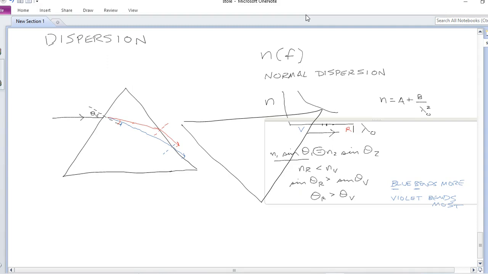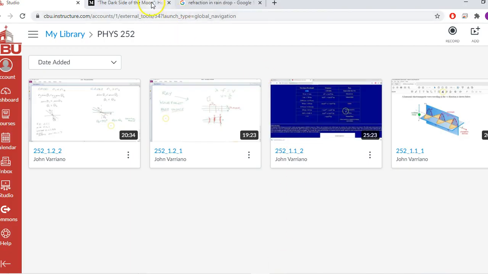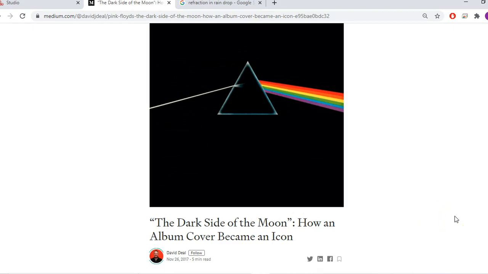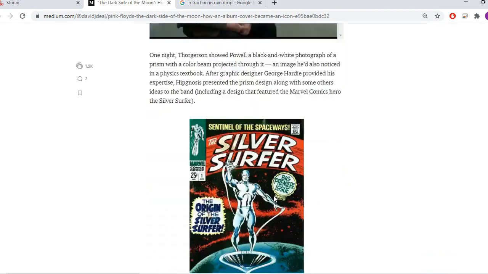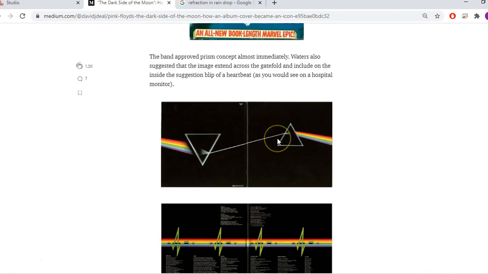Okay, and you guys may be aware that there is a classic album cover, Pink Floyd's Dark Side of the Moon. This is the front of the album cover, and that was it. There was no writing on the front, so just showing the classic prism experiment. But what's cool is on the back of the album, I'll show you right here. Okay, so this is the album cover unfolded. I should say the album sleeve unfolded. So the front is on the right and the back is on the left. So it folds in the middle.